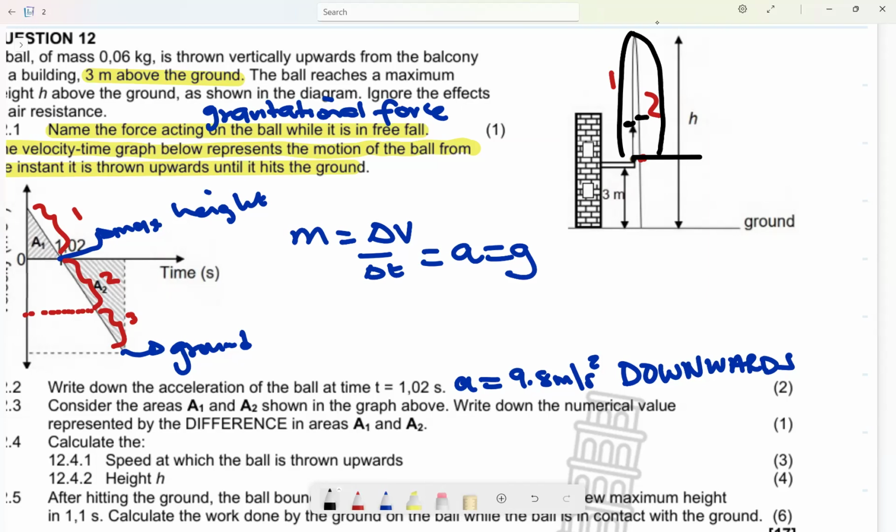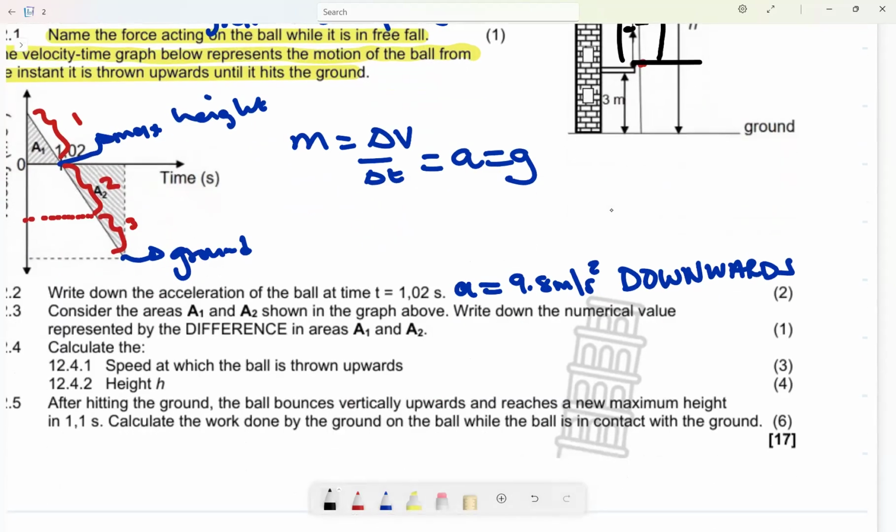Then the rest will be what? The height thereof. Okay, they now say, write down the numerical value represented by the difference. The difference will be 3 meters. Okay, the difference will be 3 meters. I hope you understand that.